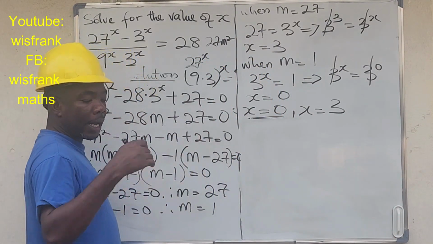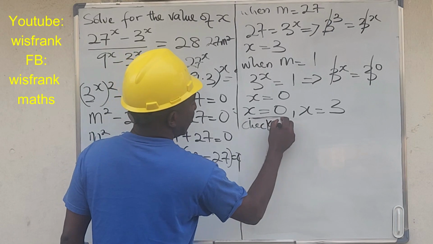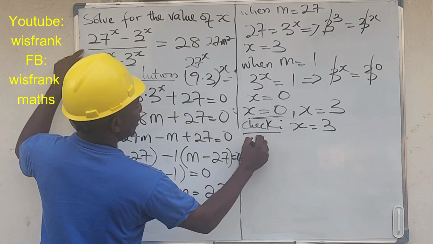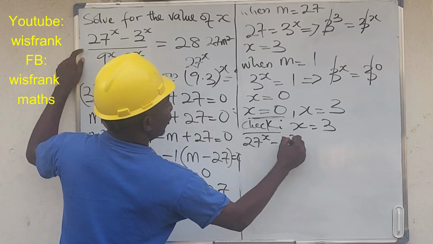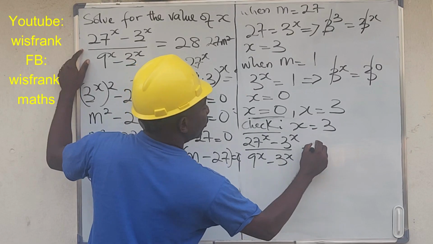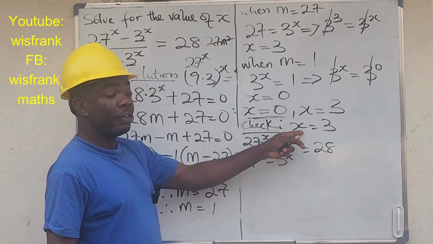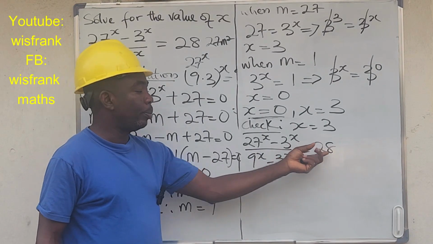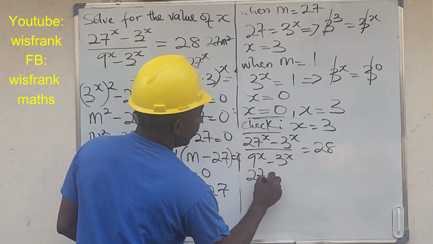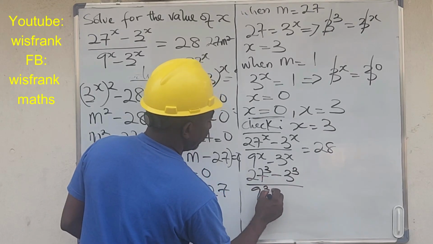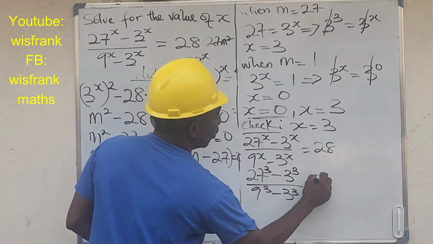Then for us to carry out the further checks on our answer, where we have x equals 3. From the expression, we have 27 raised to the power of x minus 3 raised to the power of x all over 9 raised to the power of x minus 3 raised to the power of x equals 28. Let's check when we substitute the value of x equals 3 into this expression, whether we have the left hand side at 28. So we have 27 raised to the power of 3 minus 3 raised to the power of 3 all over 9 raised to the power of 3 minus 3 raised to the power of 3 equals 28.